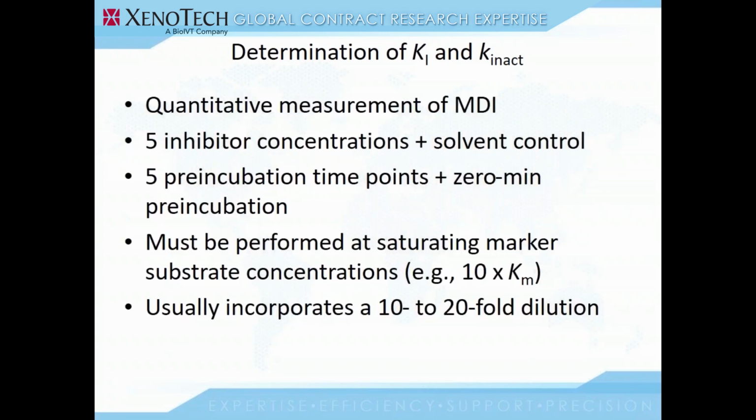This is a quantitative measurement of MDI, and it includes 5 inhibitor concentrations plus a solvent control, 5 pre-incubation time points plus a 0-minute pre-incubation, and this must be performed at saturating marker substrate concentration, in other words, 10 times Km. This usually incorporates a 10 to 20-fold dilution. We use the dilution here because we know we're inactivating the enzyme, and since the test article is still present in the incubation, we have to dilute the samples to minimize the effect of any direct inhibition.